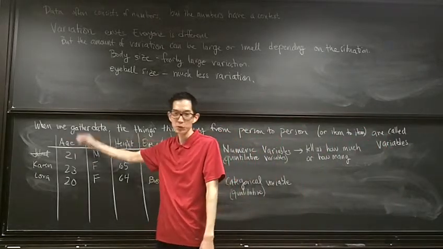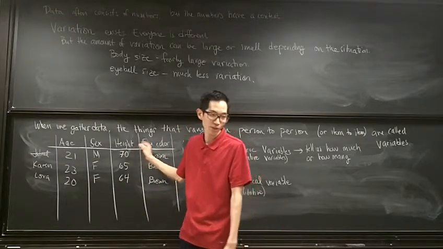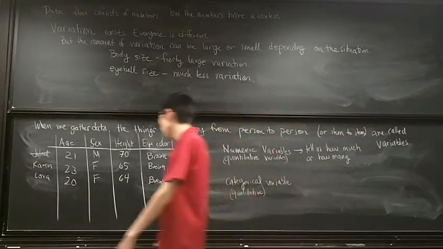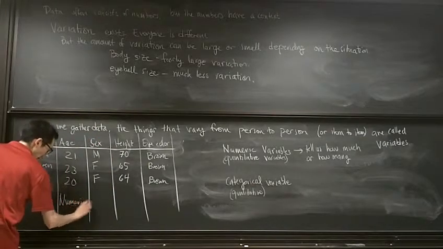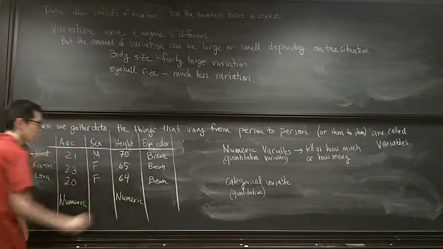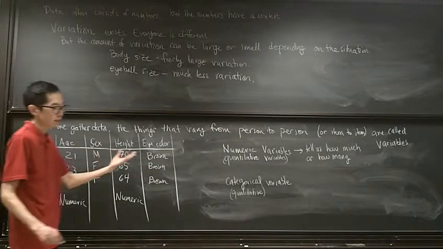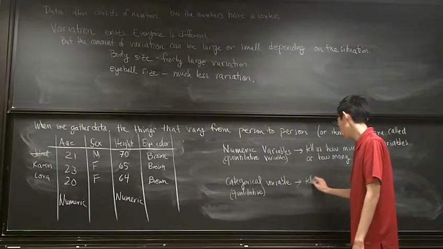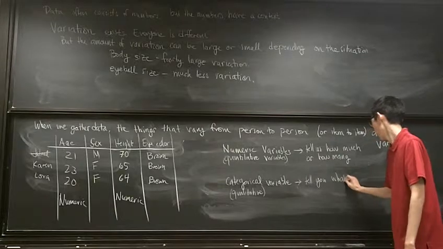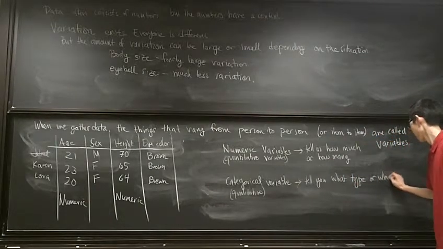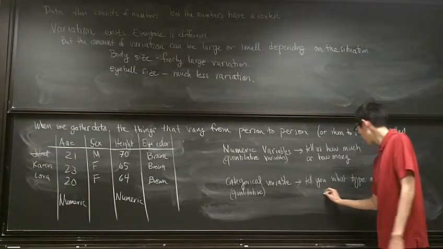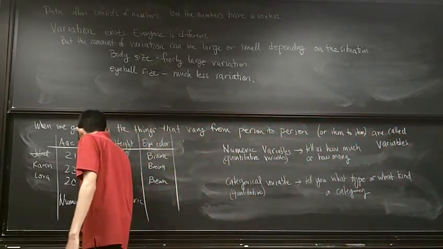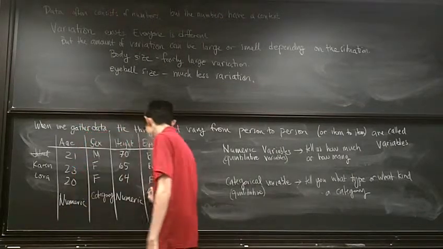How many years has so-and-so been alive? How tall is so-and-so, okay? These are numeric variables. So age and height, these are numeric. Categorical variables, on the other hand, put people in a category. Okay? They tell you what type or what kind. A category. Okay? So sex would be a category. Eye color, category.